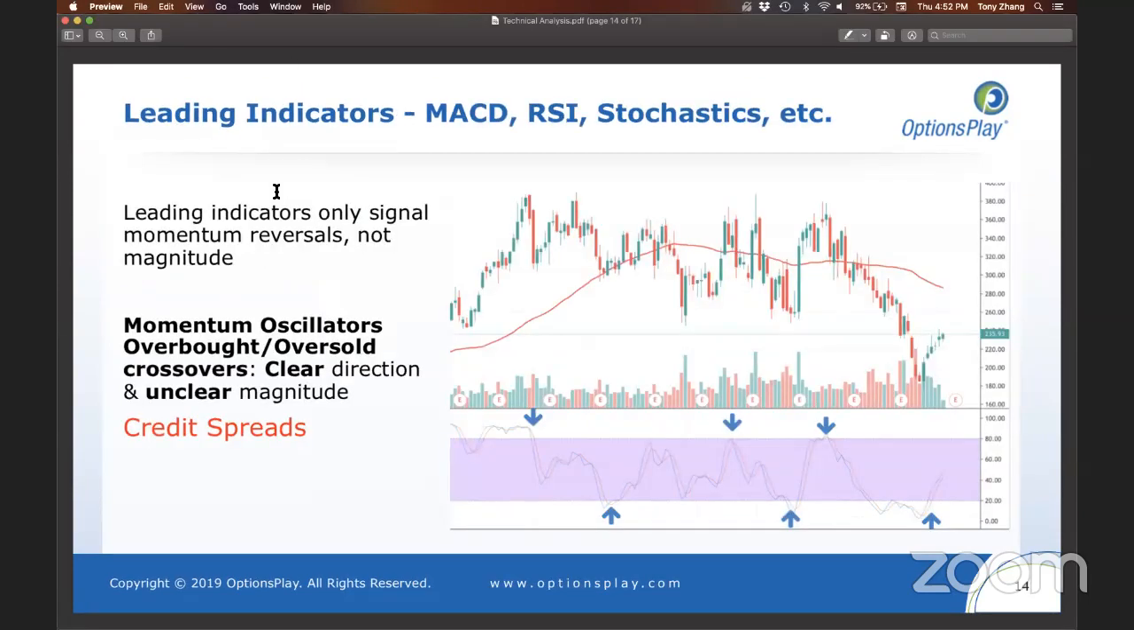And lastly, what I want to do is go over leading indicators. Now, this is probably the most popular way of trading with technical strategies. If any of you use MACD, RSI, or stochastics, please type those indicators that you use into the chat window so I can get a sense for which ones you like to use.